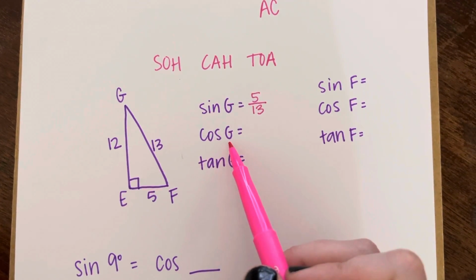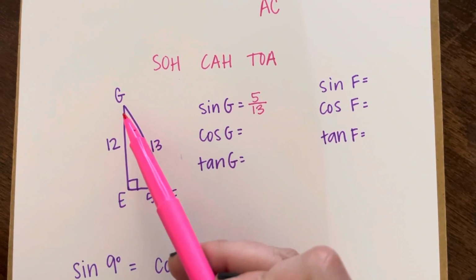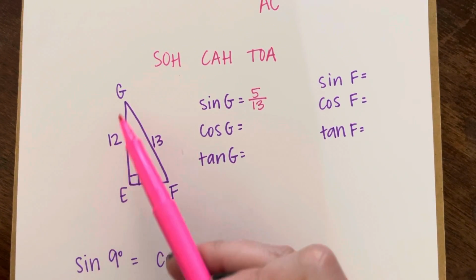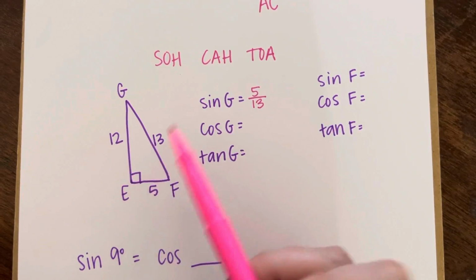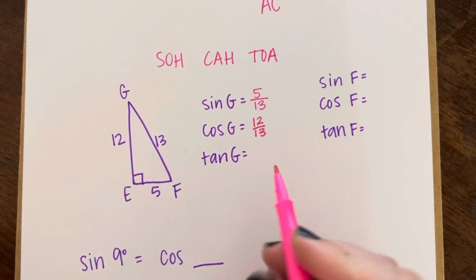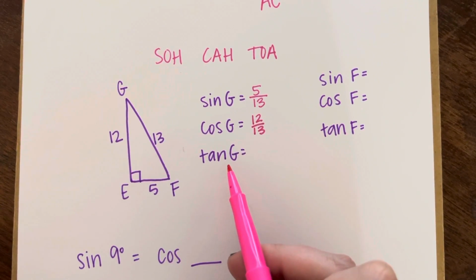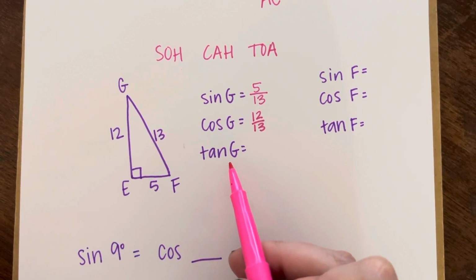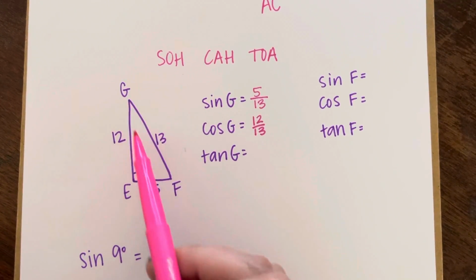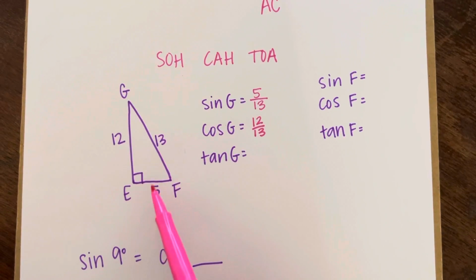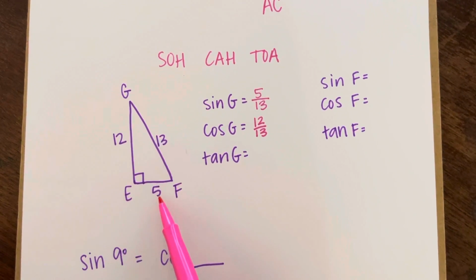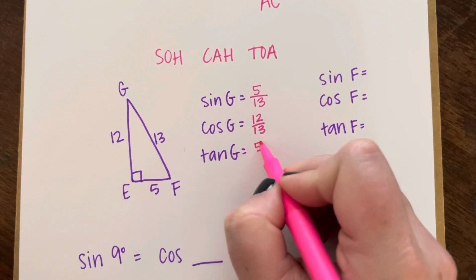The next one is cosine of G. Cosine is adjacent over hypotenuse. So here's my angle, G. I need the side that is adjacent, so that would be 12, over the hypotenuse, which we know is 13. And the last one for G would be the tangent. So tangent of G is opposite of G over adjacent. So we know opposite is 5. Here's angle G, this is opposite. And here's angle G, this is adjacent. So 5 over 12 would be tangent.